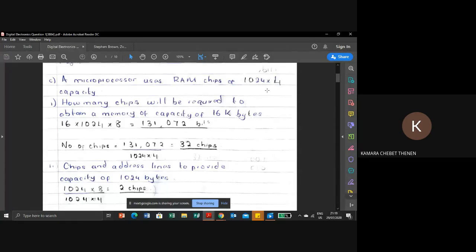So we need to have the 16 kilobytes in the same dimensions as this 1024 by 4, or you can change the 1024 by 4 to kilobytes, whichever you want. So 16 by 1024 by 8 gives us this figure here. And when you divide by 1024 by 4, you'll get 32 chips. Is there any question?